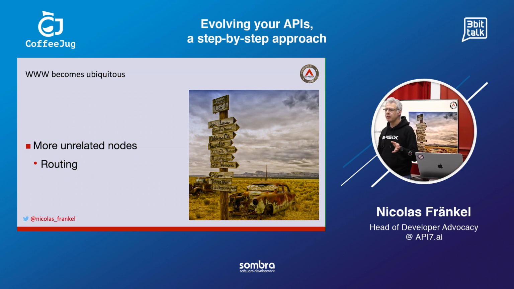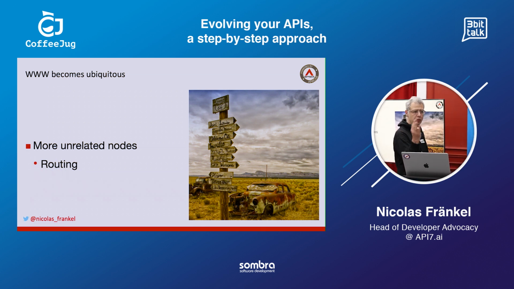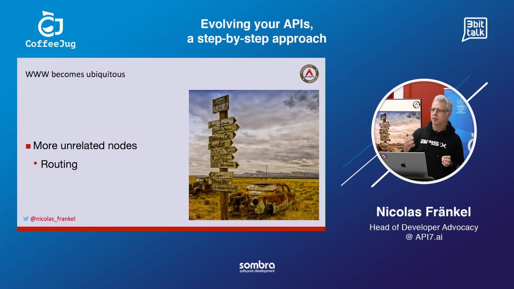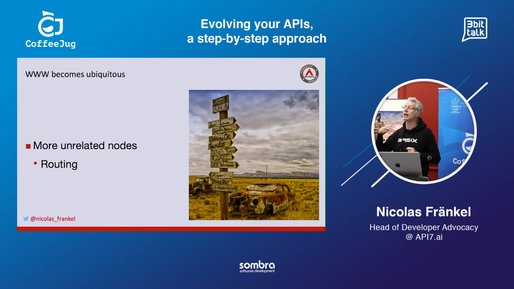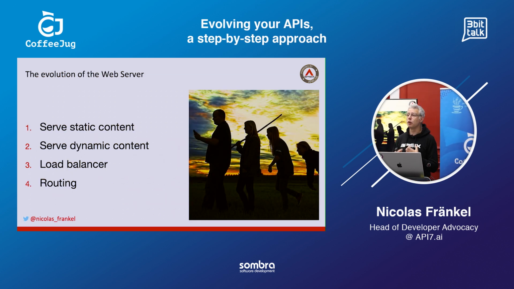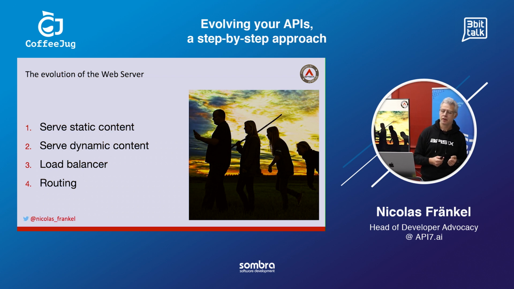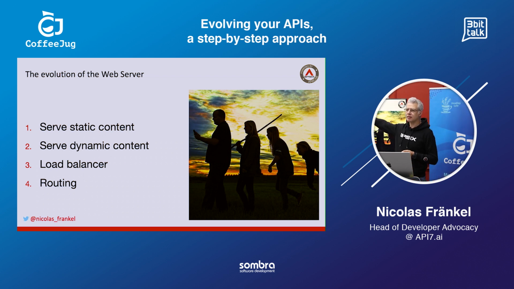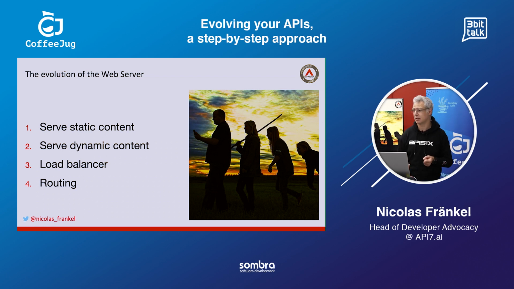So before, all the nodes were similar. So you just had to load balance, you didn't care which node. But now you want to know which node you want to route to. You want to add routing. And so those are the 4 phases of the evolution of the web server. First, static content, then dynamic content, then load balancing, and then routing.